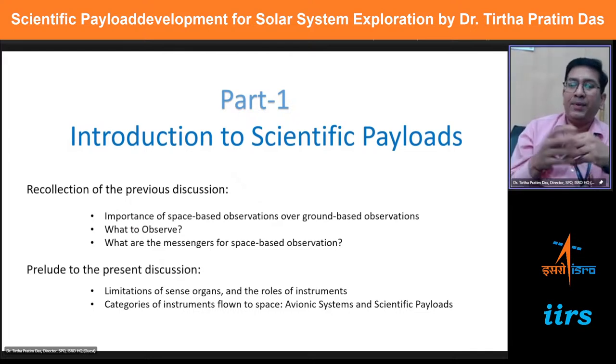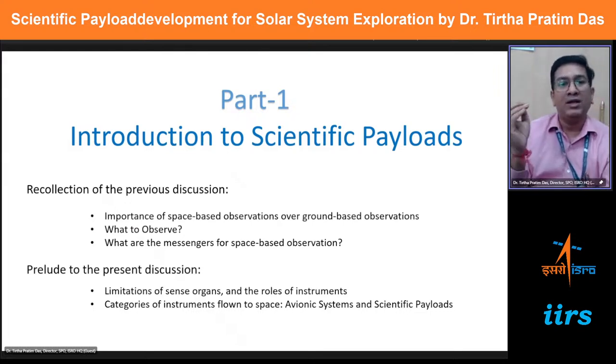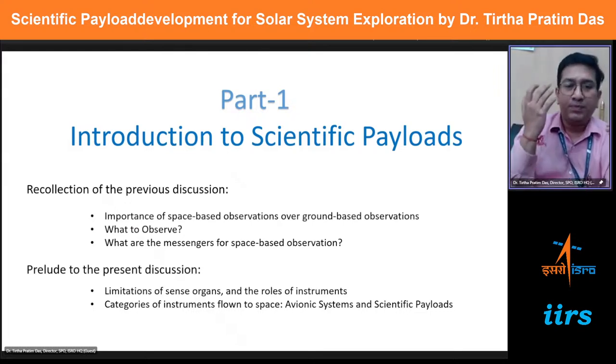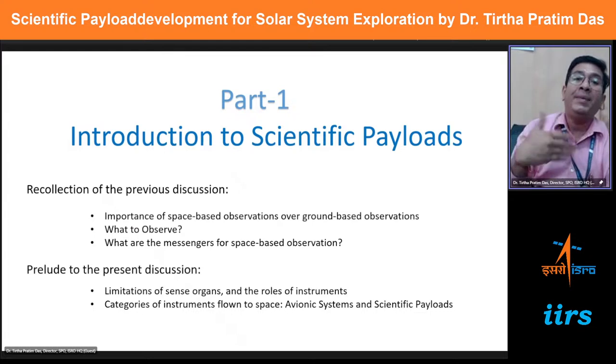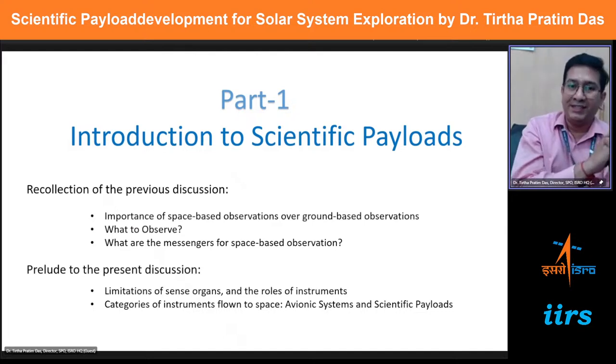Now here, as a prelude to the present discussion, I want to make a mention. See, we observe the world with our five sense organs, right? But the five sense organs have their own limitations. If you speak about the eyes, they cannot see beyond a certain wavelength range. But a lot of phenomena which are happening manifest themselves at other wavelength regions, in the infrared or even longer wavelength regions, or even in the ultraviolet and the shorter wavelength regions.